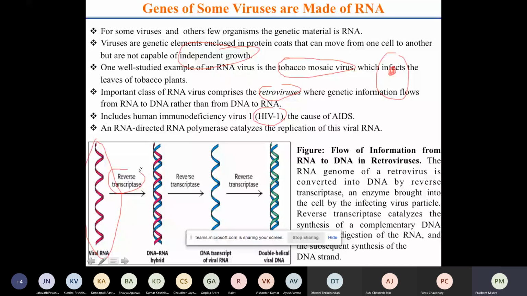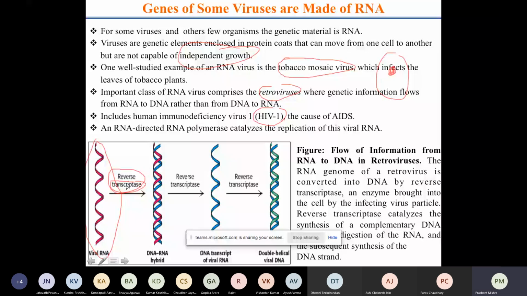So what happens in the case of RNA synthesis? There is a transcriptase. I'll talk about this transcriptase. Transcriptase is the enzyme which converts DNA into RNA. We will talk about that in the next few slides. But in the case of RNA viruses, what will happen? The reversal will occur. So what will reverse transcriptase do?